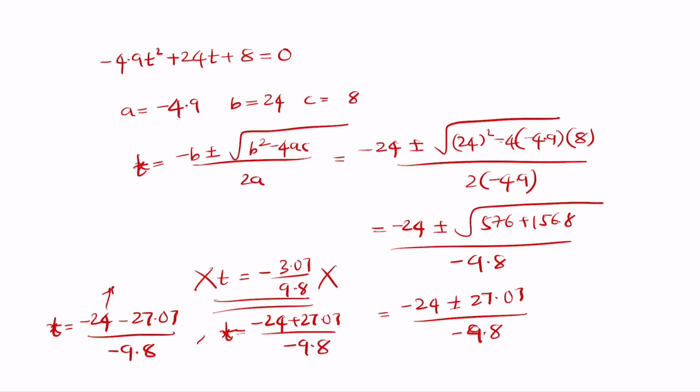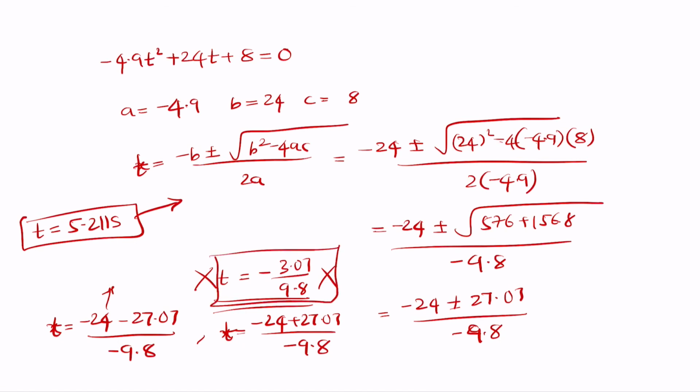You have negative 24, negative, so 24 plus 27.07 divided by 9.8. So the time becomes 5.211 seconds. So this is the time at which the ball reaches the ground. So the reason why we didn't take the negative value is because time is never negative. So we always take the one that is positive. So this is the time here.